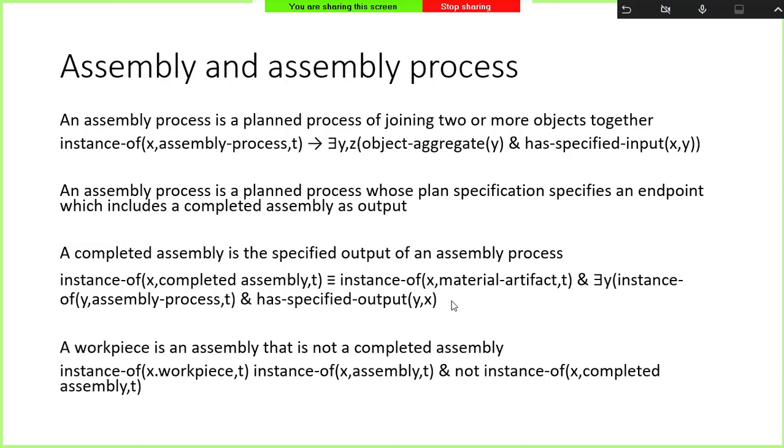So an assembly process is a planned process which has a specification of an endpoint. That endpoint is a completed assembly. So the completed assembly is the specified output. Now, a work piece is an assembly which is not done yet. So a workpiece can be defined as an assembly that is not a completed assembly. There is an issue about how we define the relationship between a specification and the entity which is specified.